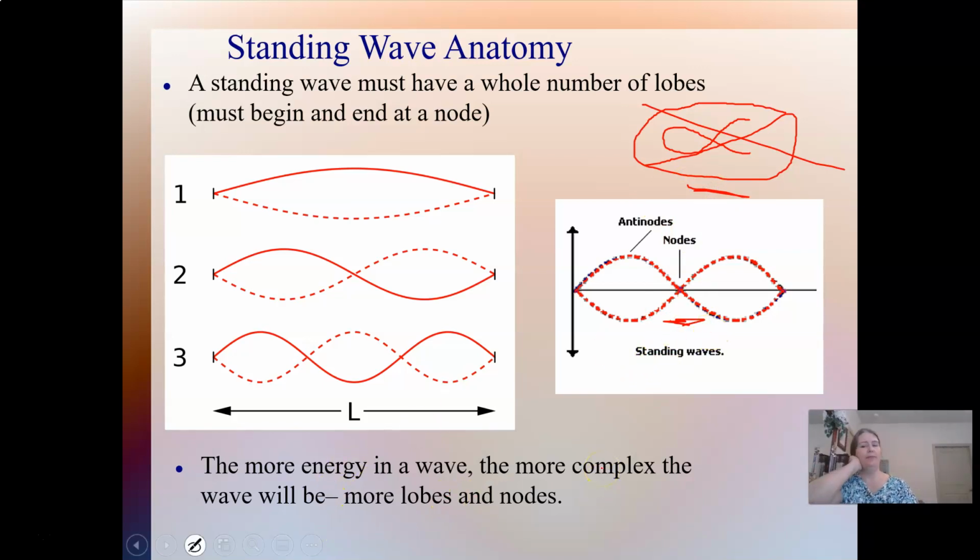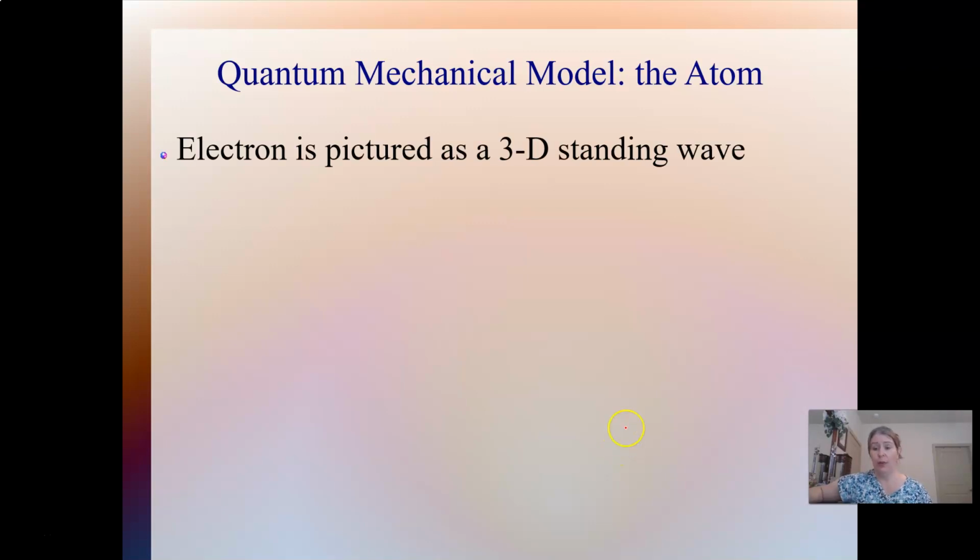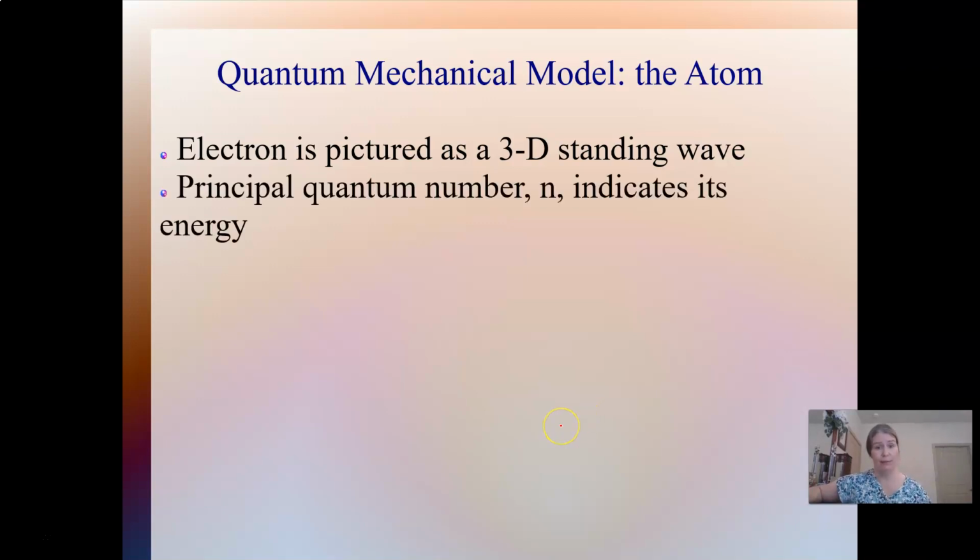Which, if you start thinking about it, might explain a problem we've been having. Because electrons can only be found at certain specific energy levels. Never a little bit out, never in the middle. Ooh. So in the quantum mechanical model of the atom, the electron is pictured as a standing wave, a three-dimensional standing wave. So the shapes are much more complex, or can be much more complex, because they're in 3D.